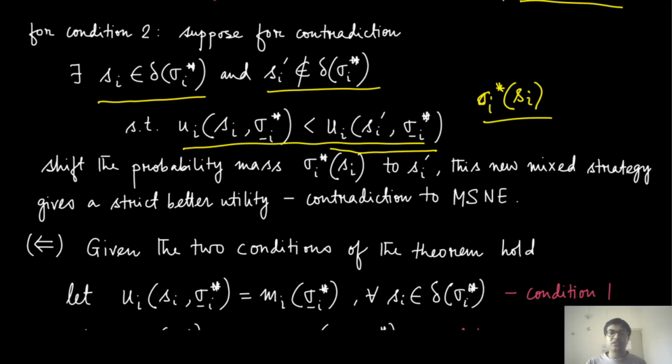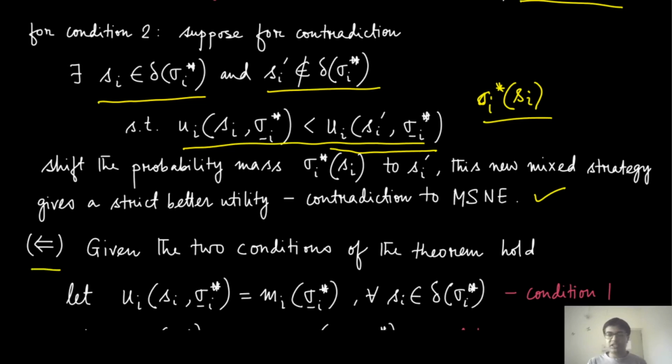So by choosing this new mixed strategy, where we are just transferring that probability mass to Si prime, we are strictly increasing the utility of agent i. But this is a contradiction to the MSNE. So this essentially proves that if it has to be MSNE, the inequality of condition 2 must be satisfied. So that proves the forward direction: if you are given an MSNE sigma i star, sigma minus i star, then condition 1 and condition 2 should get satisfied.